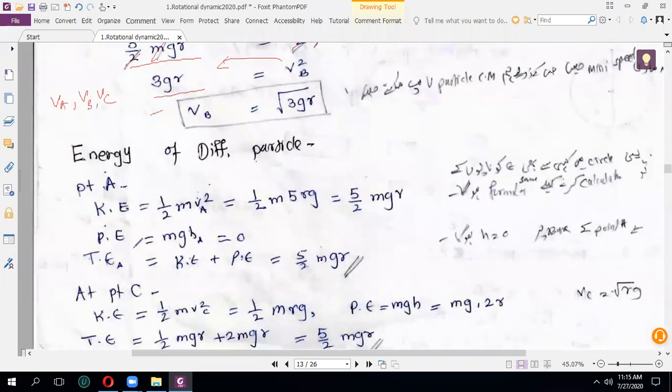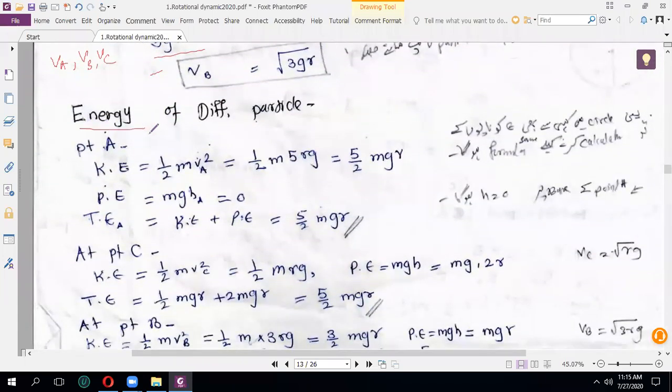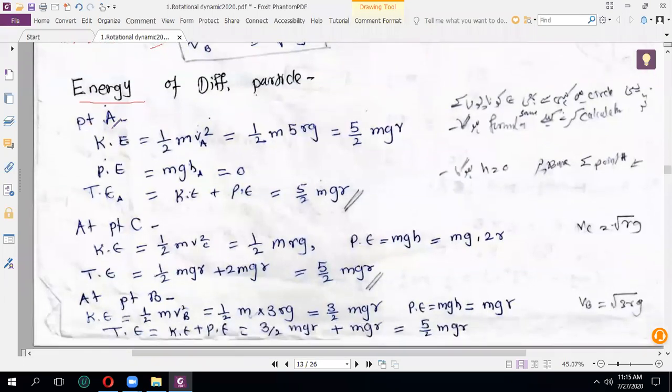What we are searching next is calculating their energy. How to calculate energy? Simple. First we calculate point A's kinetic energy. What is kinetic energy? Half m v square A. What is v square A? The value is 5gR. So we get half m 5gR. Adjust it, take this 5 with it, so we get 5 upon 2 mgR.